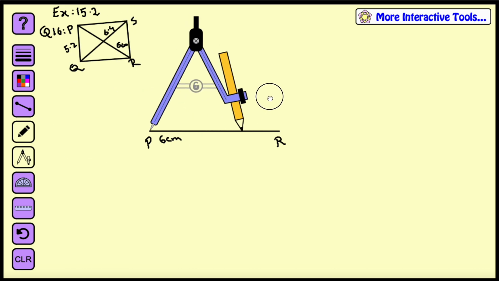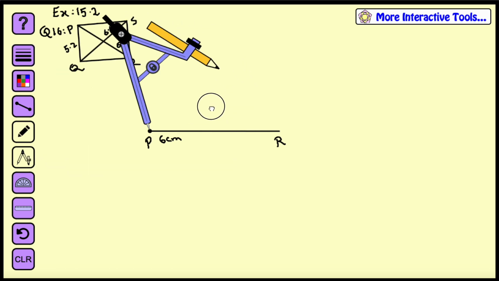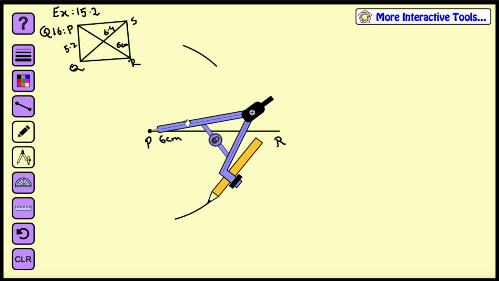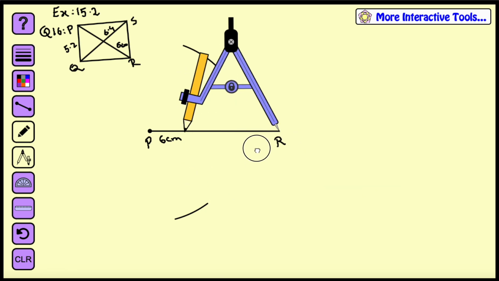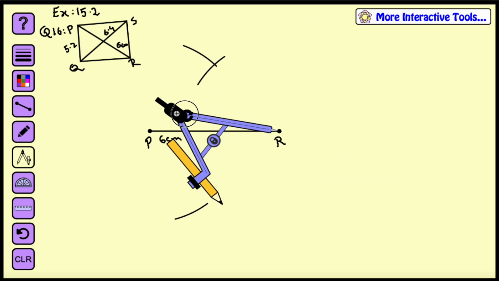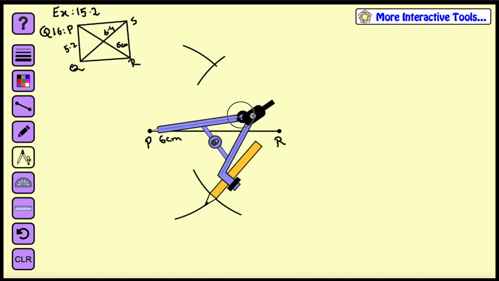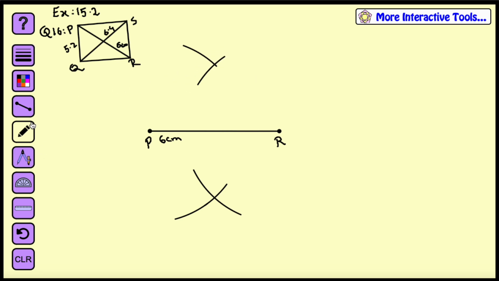take more than half. Draw an arc up and down, here also. Now join this line. This point is nothing but what? Midpoint of PR. That means this one must be 3 centimeter, 3 centimeter.